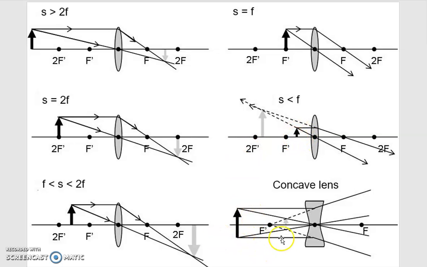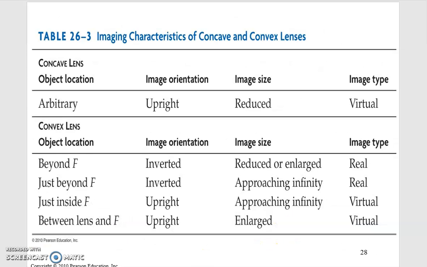And for the concave lens, it is much simpler. The image formed is always virtual, and the size is always smaller than the original size. So as usual, I give you the summary of the result I just mentioned. For the concave lens, it doesn't matter where the object is. The image is always virtual and upright, and the size is always smaller.